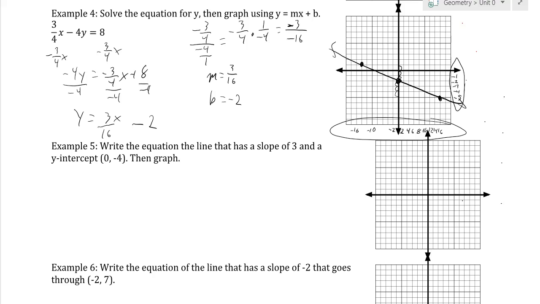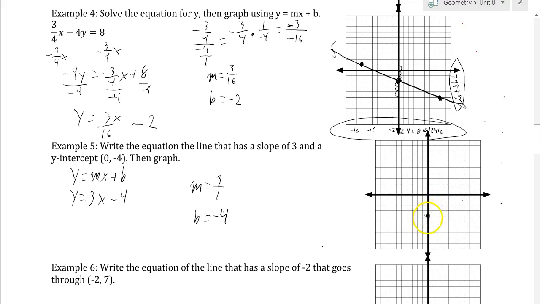Write the equation of the line that has a slope of 3 and a y-intercept of 0, negative 4. Then graph. Well, we got to make it look like y equals mx plus b. They told us it has a slope of 3. They told us it has a y-intercept of 0, negative 4. So y equals 3x minus 4. So our m is 3/1. Our b is negative 4. So we're starting at negative 4.